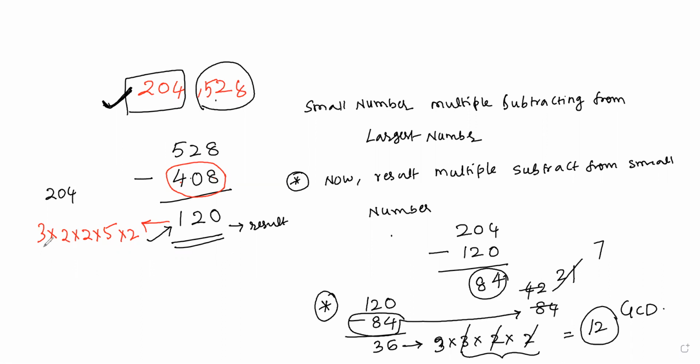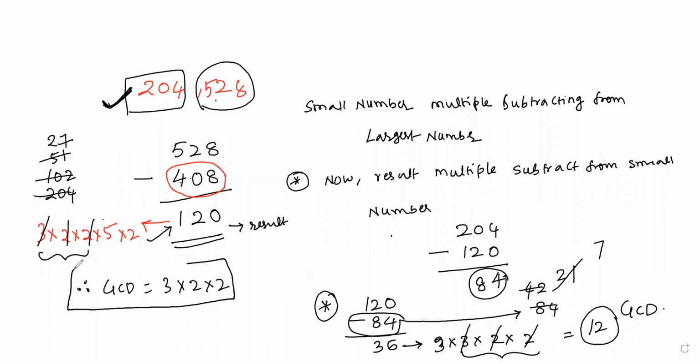So now I am doing cancellation. This number will be 102 times, this number will be 51 times, and this number will be 27 times. Only a 3 number combination is possible. So 27 cannot be divided by 5, cannot be divided by 2. So we can say that the GCD will be 3 into 2 into 2. So this is the GCD. In case no one number is dividing any number, then the GCD becomes 1.